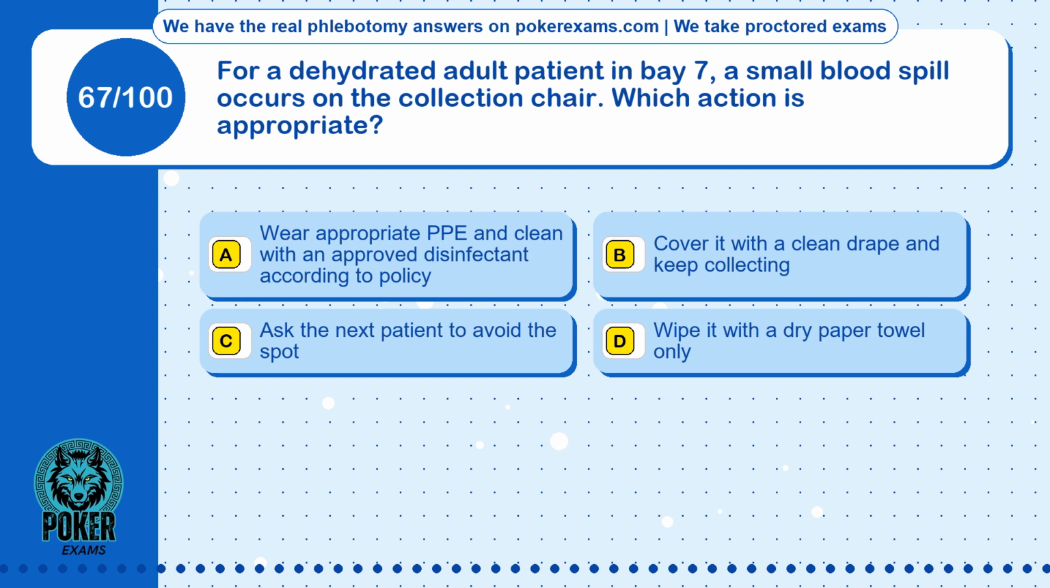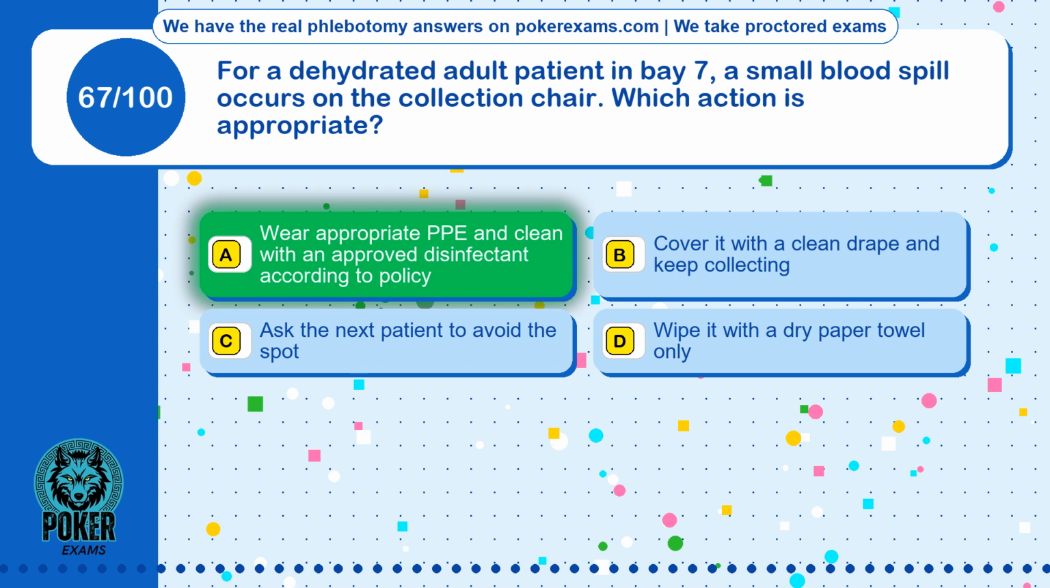Question 67. For a dehydrated adult patient in Bay 7, a small blood spill occurs on the collection chair. Which action is appropriate? Option A. Wear appropriate PPE and clean with an approved disinfectant according to policy. Option B. Cover it with a clean drape and keep collecting. Option C. Ask the next patient to avoid the spot. Option D. Wipe it with a dry paper towel only.